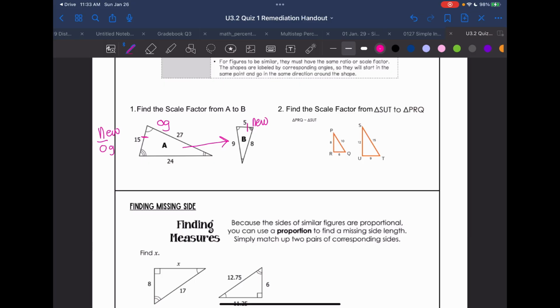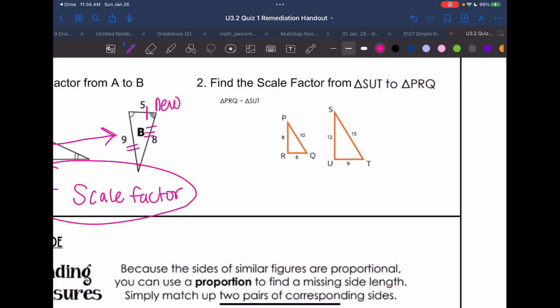And remember, figures are similar if they're the same shape but a different size. It doesn't matter which way they're oriented. So they don't have to be in the same place. Like this one is upside down, or it's flipped over. So if I use new and old, I have to put my new length on top. So 5 over 15, and that simplifies to 1/3. So my scale factor is 1/3.